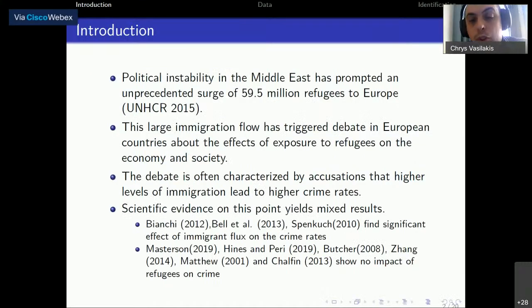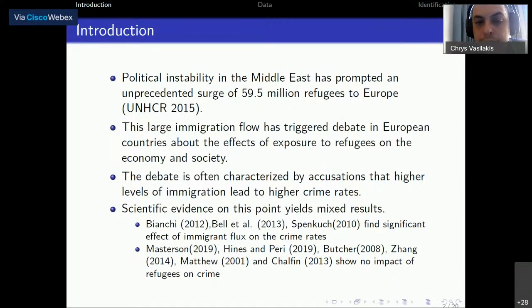I think most of you are doing migration, but people who don't know migration are aware that the political instability in the Middle East led to the biggest refugee crisis that has happened lately. This large immigration flow led to a very big debate in Europe about the effects of exposure to refugees on the economy and society. There are a lot of papers that show lately that even the most extreme right parties started to rise because of these reasons.